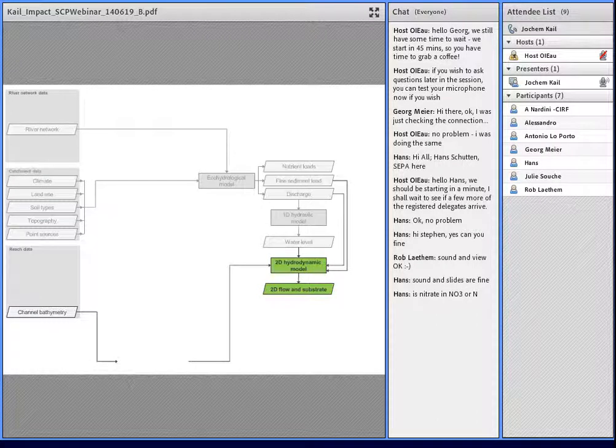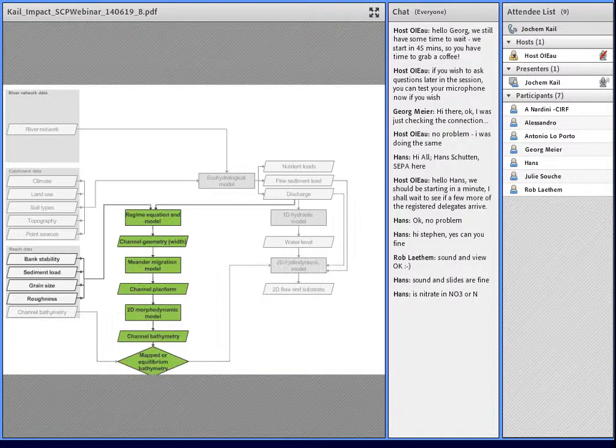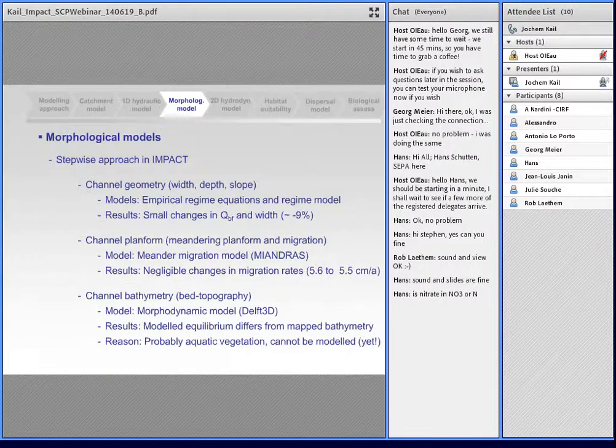The next step actually would be to have this discharge and water level as an input for a 2D hydrodynamic model. But in IMPACT we had one aspect which we also modeled in detail, and this is the effect of discharge changes on the morphology. So we asked the question, are these discharge changes large enough to change the morphology, which of course in turn would affect the biology. However, there is not really one single physical model which can be used to predict the long-term morphodynamics of a river reach.